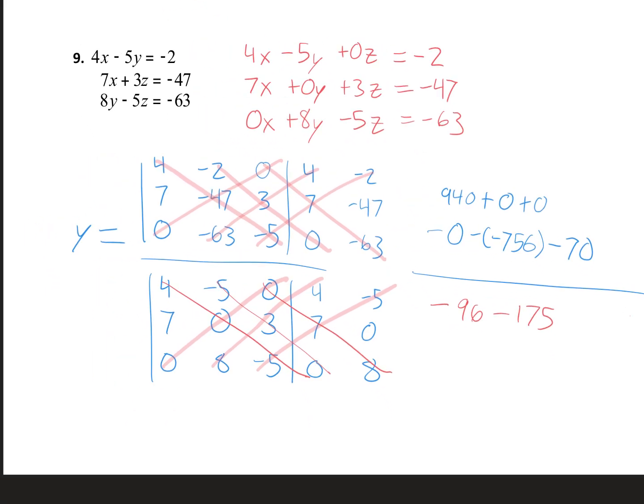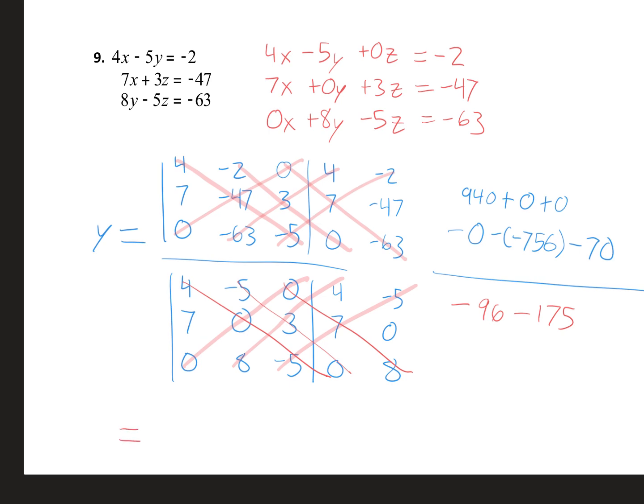Right, so we end up getting, on the top, we have 940 plus 756 minus 70, which is 1626. And on the bottom, we have negative 271. And if we divide those, we get negative 6.